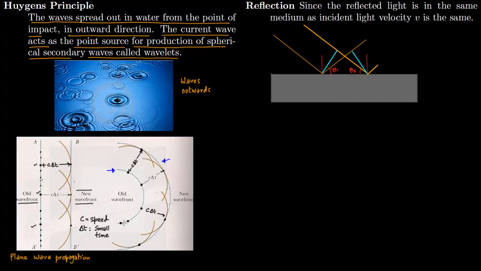So you have another point here from where you will draw a circle. There is another point here from where you will draw a circle of radius c delta t. There is another point here from where you will draw a circle of radius c delta t. So on. So all those radii will give you these small points corresponding to these centers, and you basically join all these points to get a new wave front. So we have talked about plane wave propagation, and the second one is called spherical wave propagation.